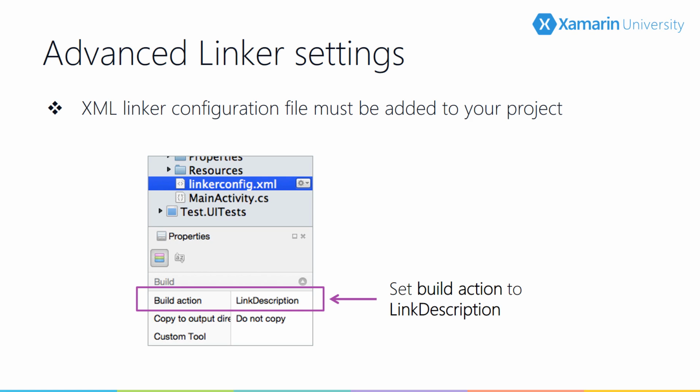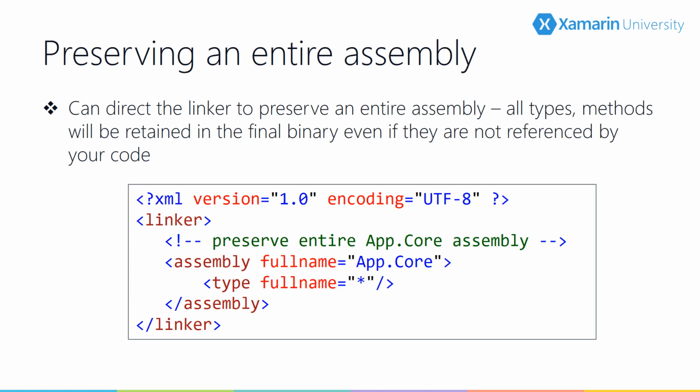Now, to use the linker XML file, you add it to your project as an XML file and then set the build action to be link description. Now, the format of this file is well defined and allows you to take as much control of the process as necessary. It always has a root tag of linker and a set of assembly children.